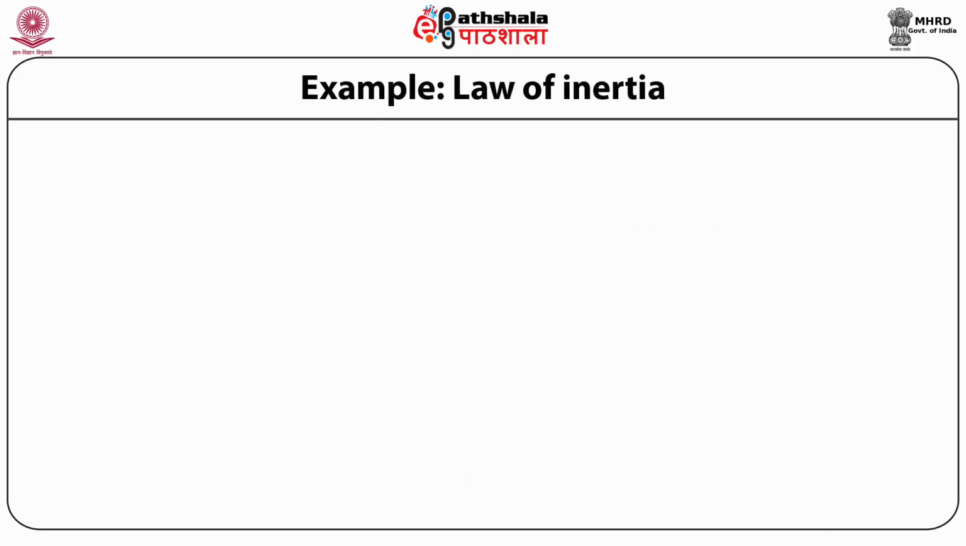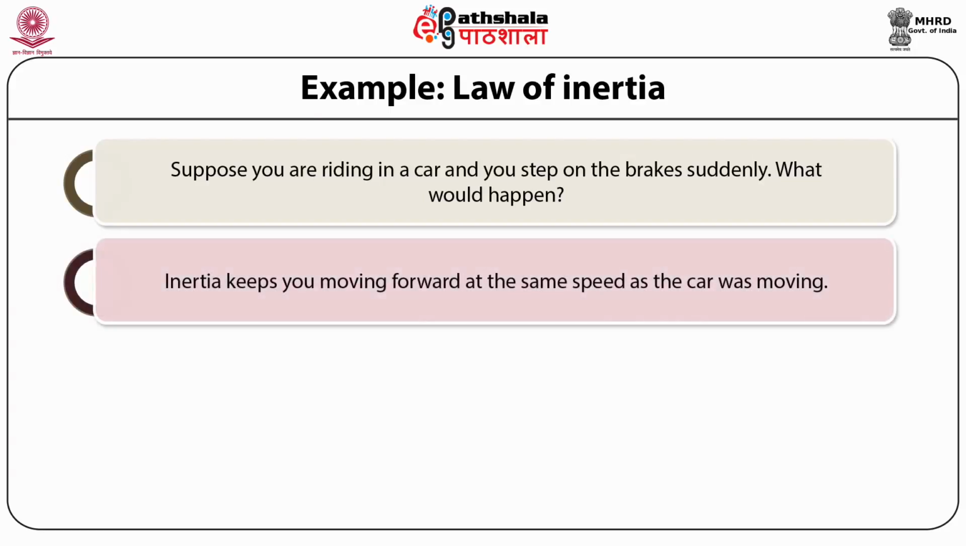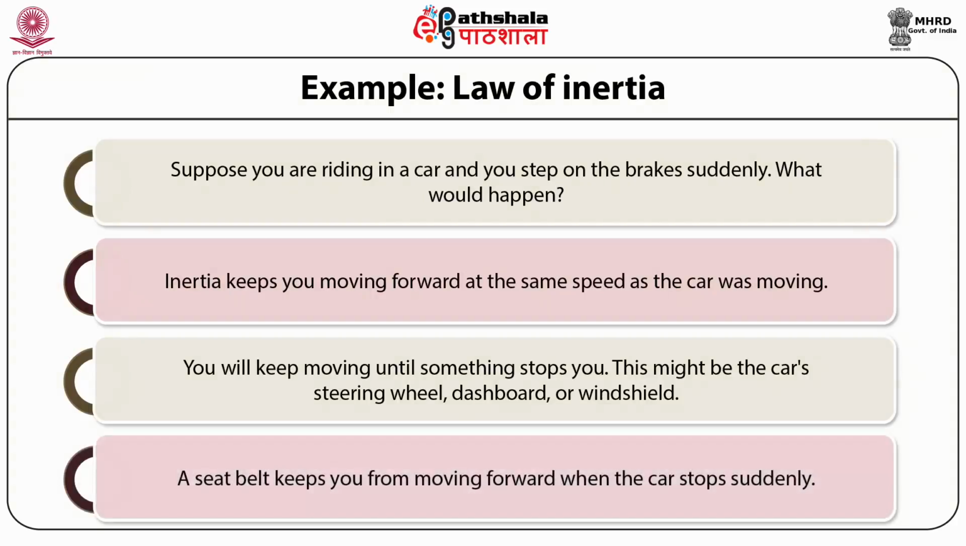Let's see an example of the first law of motion, which is law of inertia. Suppose you are riding in a car and you step on the brake suddenly. What would happen? The following situations arise. First, inertia keeps you moving forward at the same speed as the car was moving. Second, you will keep moving until something stops you. This might be the car's steering wheel or dashboard or windshield. And if you are using a seat belt, it will keep you from moving forward when the car stops suddenly.